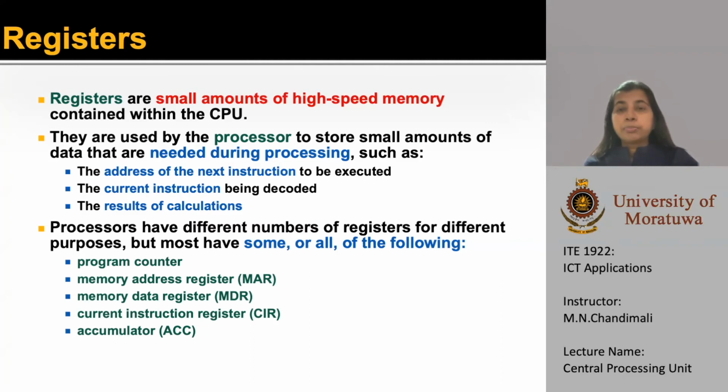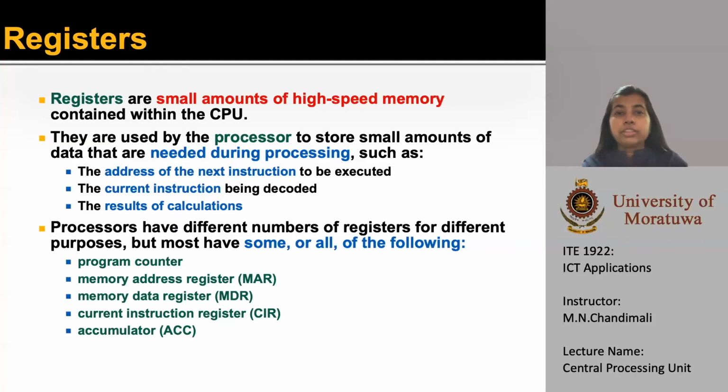These registers are used by the processor to store small amounts of data that are needed during the data processing. Some such instances are to store the address of the next instruction that needs to be executed, to store the current instruction being decoded, and to store the results of calculations. Now let's look into some of the registers available in the CPU. First one is the program counter. Program counter is used to keep track of the execution of the program.